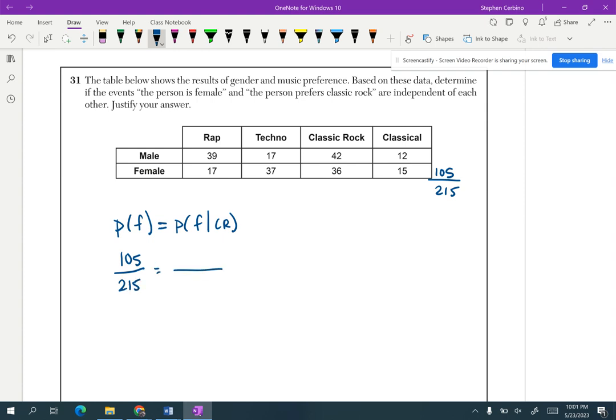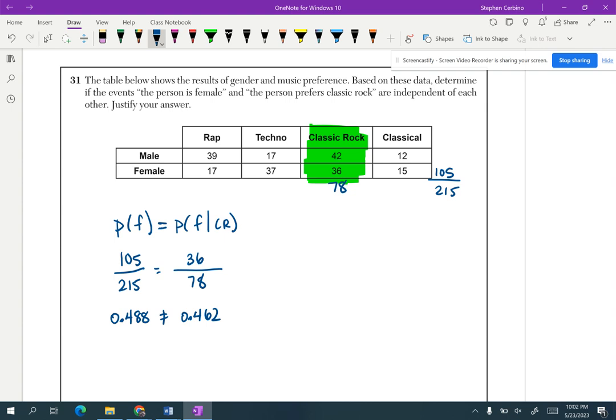Now, if I'm talking a conditional probability, that means I'm only talking about one section of this whole thing, and that would be the classic rock section. So in this classic rock section, there are 36 females out of a total of 78 people. If I type these 2 things into my calculator, I'm going to get 0.488, and that's not going to be the same as this other fraction, 0.462. It's close, but not the same.